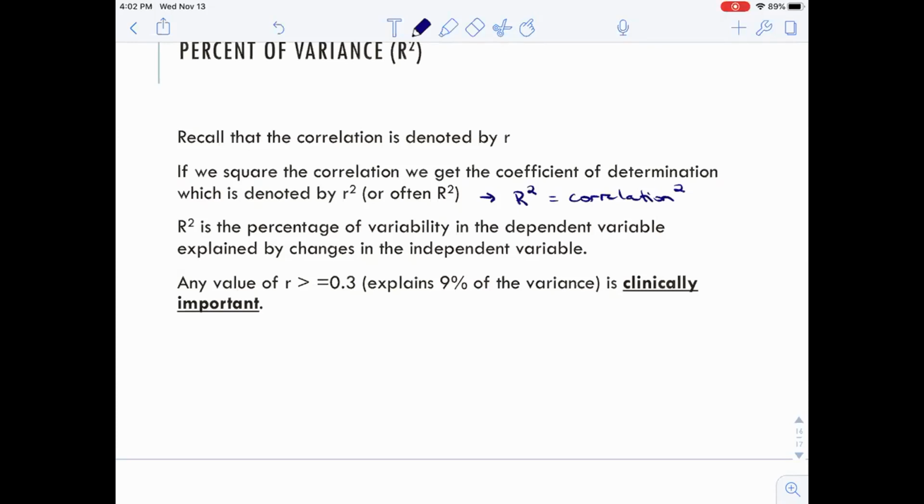All right, so here is the definition of R². R² is the percentage of variability, so how much activity in Y, the dependent variable, is explained by changes in the independent variable, which is your X. Essentially, how are these two things moving together? If X changes, how much does that explain the variability in how Y changes?